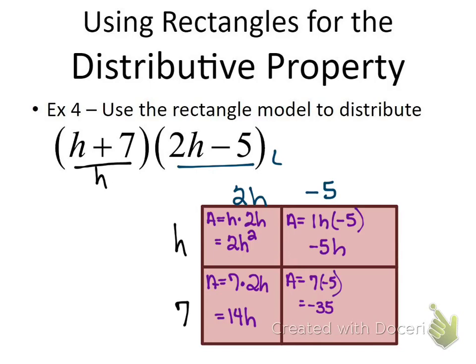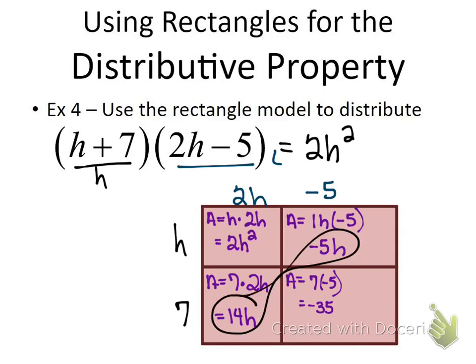Start with the highest. Yeah, the highest power is what she's talking about. The second power. 2H to the second power. Then what? Do I have like terms that I can combine? Yeah. What are my like terms? 14H and negative 5H.